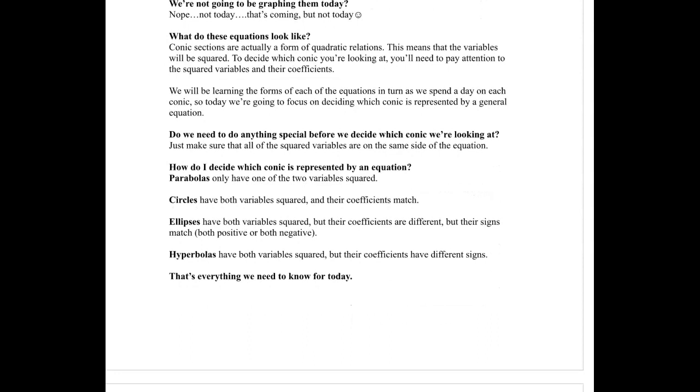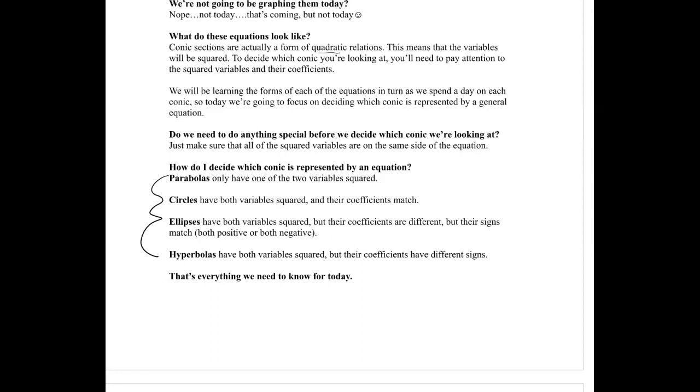Conic sections are actually forms of quadratic relations, which means that we're going to be having variables squared. To decide which conic we're looking at, we need to pay attention to the squared variables and their coefficients. We'll be learning the forms of each of these equations in turn, spending each day on a conic. So today we're just going to be focusing on which conic is represented by the general equation. Do we need anything special before we decide what conic we're looking at? Yes, you do. You will be referring to this list a lot until you memorize which one is which.